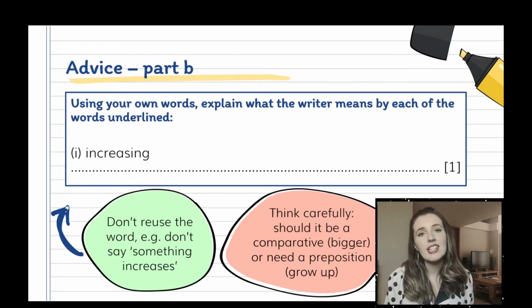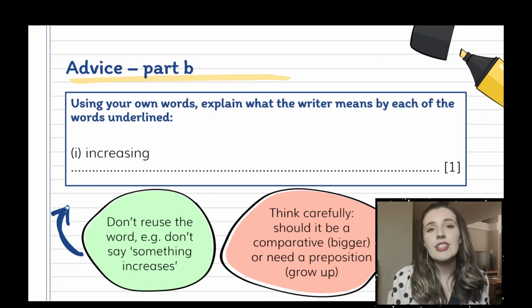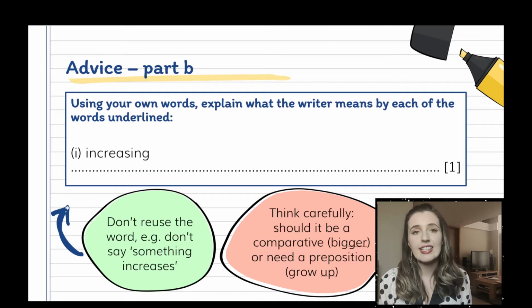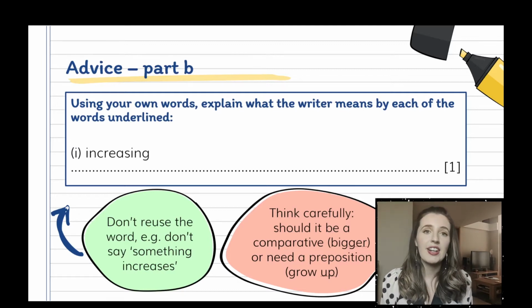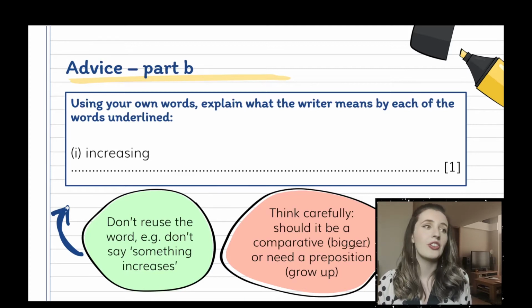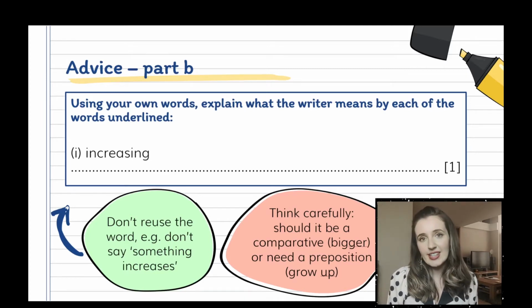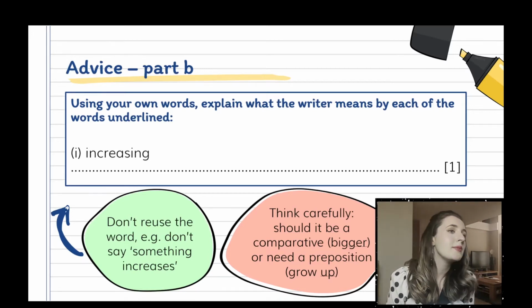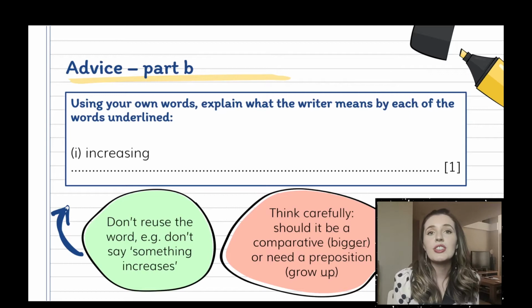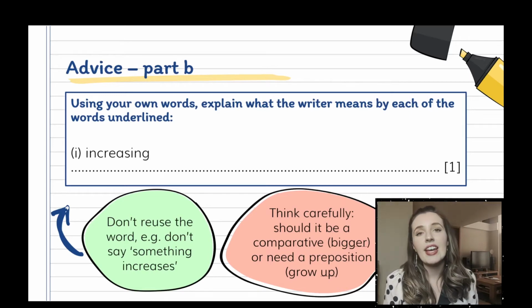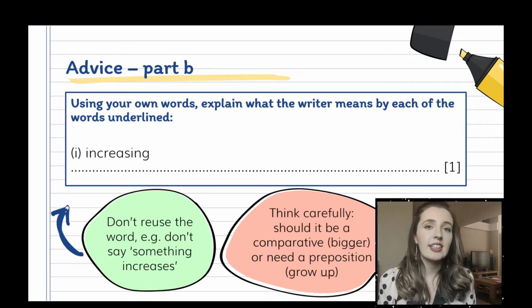Next then, my advice for part B. So this is kind of similar to part A, except now they are giving you a word or phrase and you have got to give your own definition or synonym of that word or phrase. So here's an example. It says, using your own words, explain what the writer means by each of the words underlined. And you have to give a definition for the word increasing.